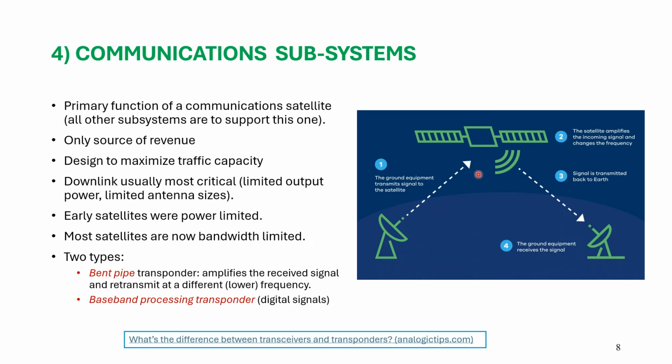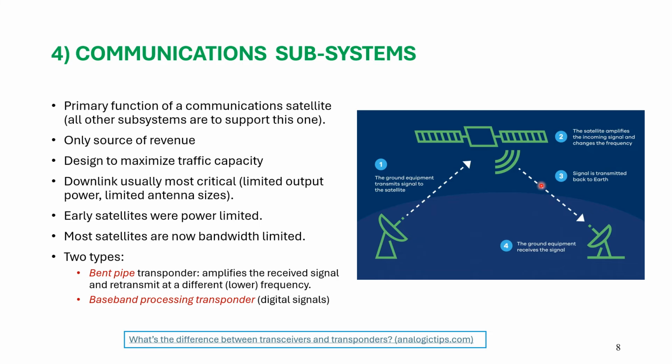However, now most of the satellites are bandwidth limited. So we have two types of communication in principle. We have the bent pipe, where you have a pipe that just bends the data. So we have going up, going down, amplifies the received signal and transmits to a different frequency, usually lower frequency. Usually the downlink is lower than the uplink.